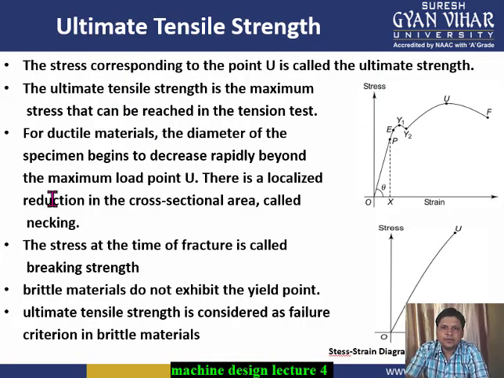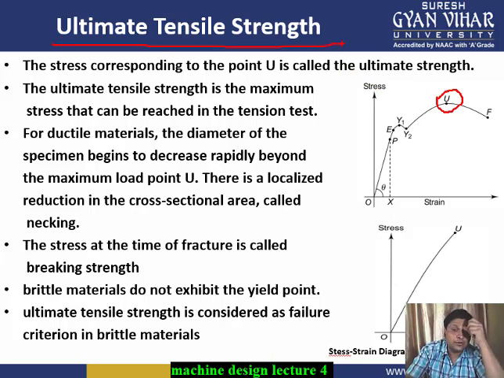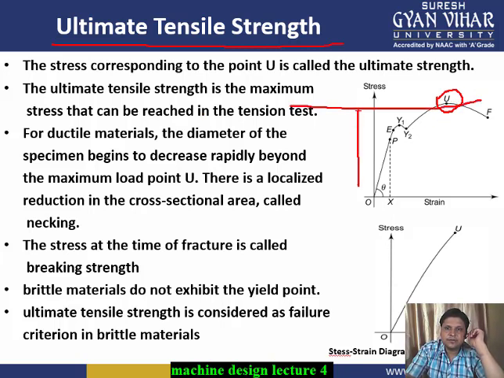Now coming into the ultimate tensile strength, the stress corresponding to this point U is known as the ultimate tensile strength. The ultimate tensile strength is the maximum stress that will be reached in the tension test. You can see in the graph also, the maximum stress is at this point.